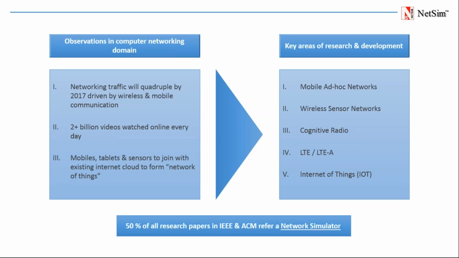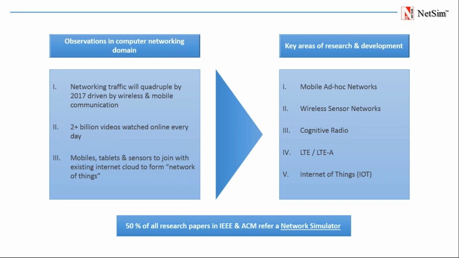So this is some observation in the computer networking domain: network traffic will quadruple by 2017. Our network traffic will become 4 times in 2017, which is driven by wireless and mobile communication. As you know, we are growing by these devices. We keep using wireless and mobile devices. 2+ billion videos are watched online every day. Mobile tablets and all the sensor devices are adding day by day to form the Internet of Things or network of things.